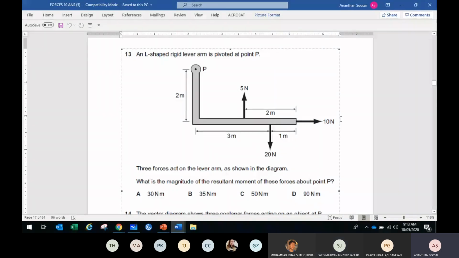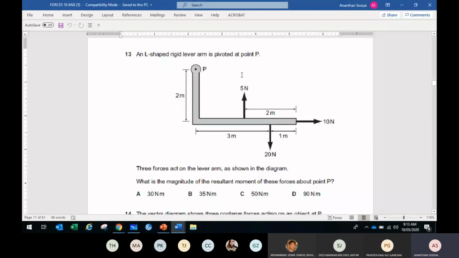10 gives what type of moment? Go around the pivot. 10 also gives an anti-clockwise moment. 20 gives what moment? Go around the pivot. 20 gives a clockwise moment. So 5 and 10 give an anti-clockwise moment, and 20 gives a clockwise moment. Okay.